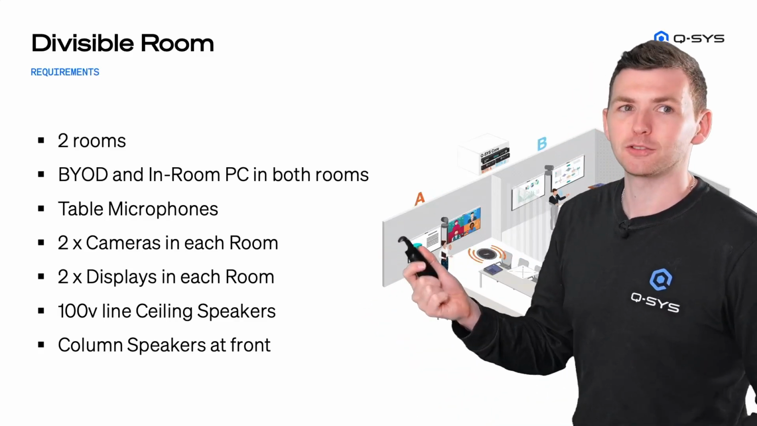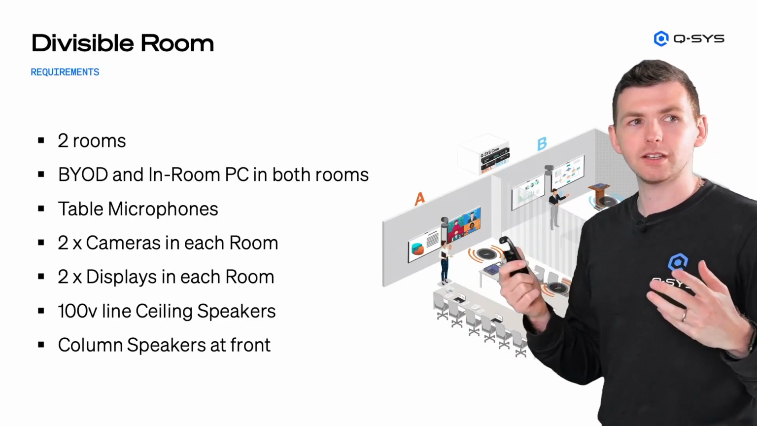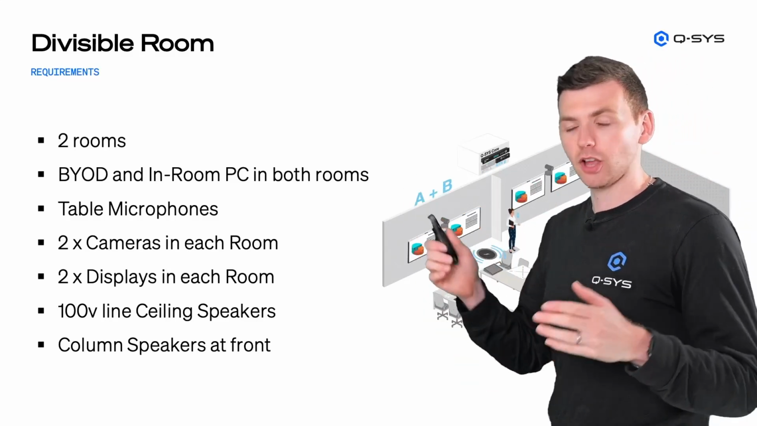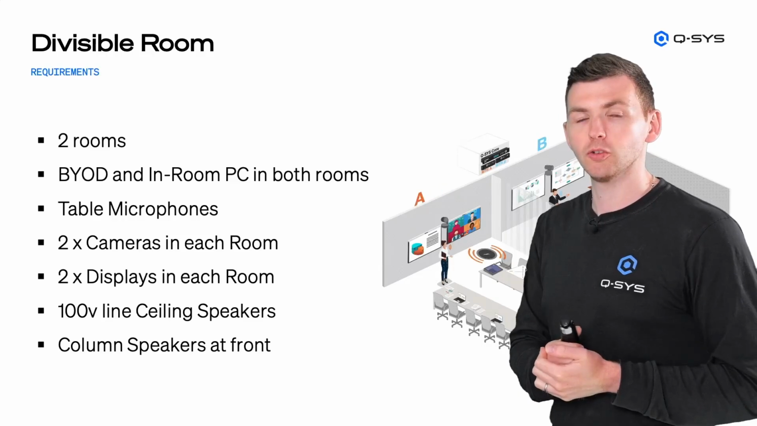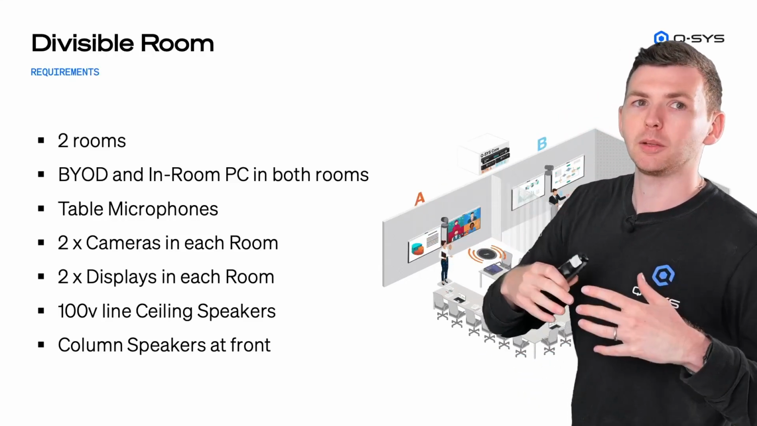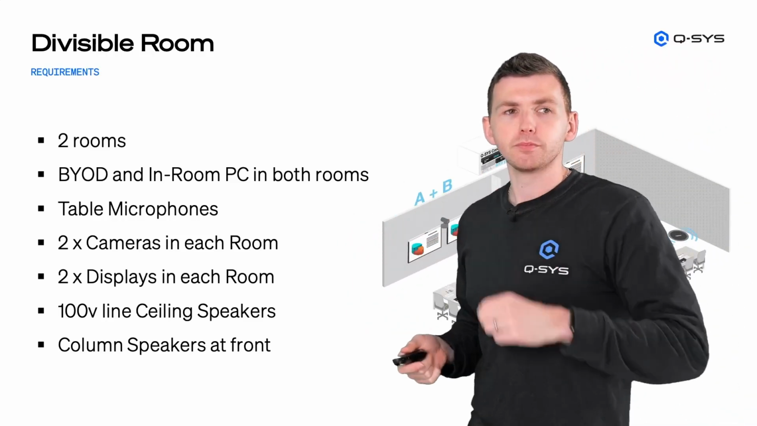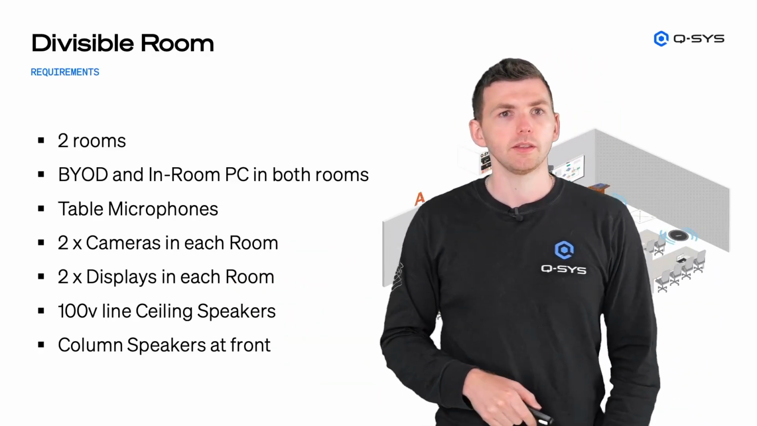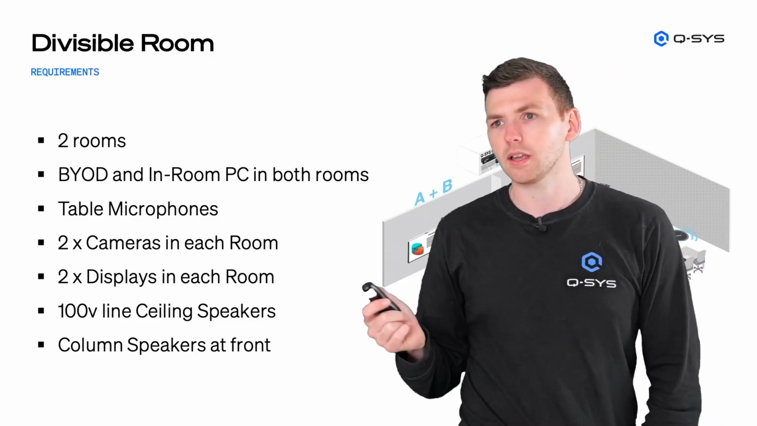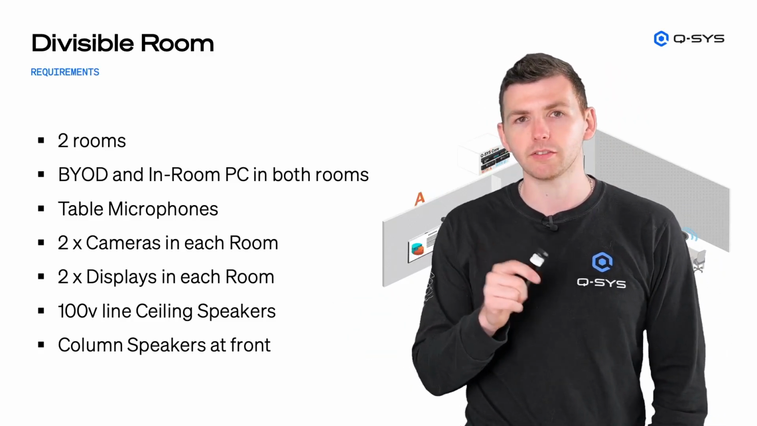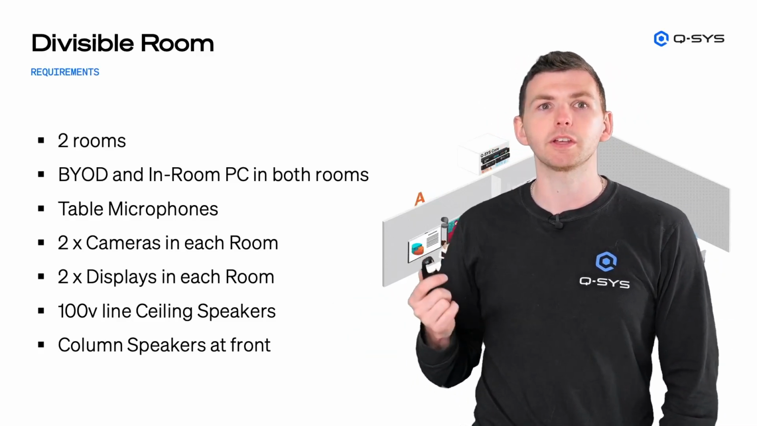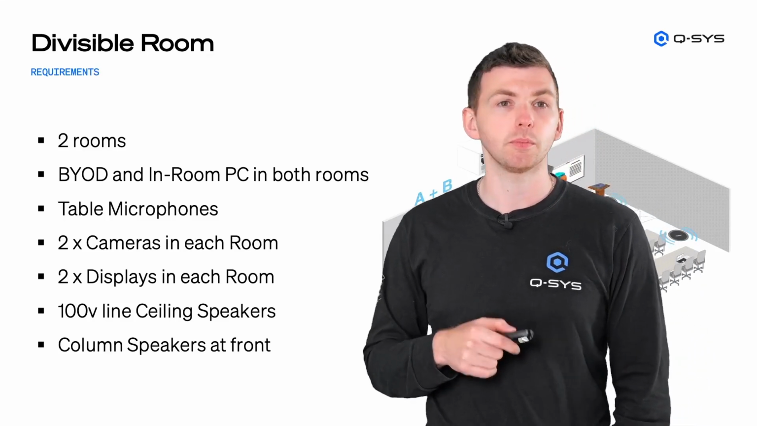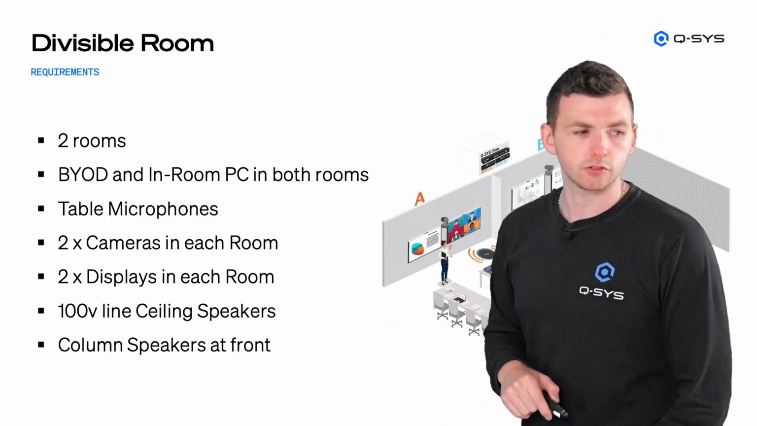We've got 2 displays in each room, 4 displays total. So same idea, right? We might want to have our PCs only go to the displays in the room, but when the rooms combine, any PC can go to any display. And ceiling speakers, but also column speakers, okay? Now, by the way, we make a huge range of loudspeakers, which I haven't covered here. We're going to be covering that a bit more in a future training, but we are going to make use of some of those in this room.